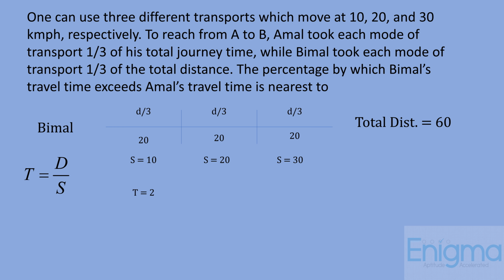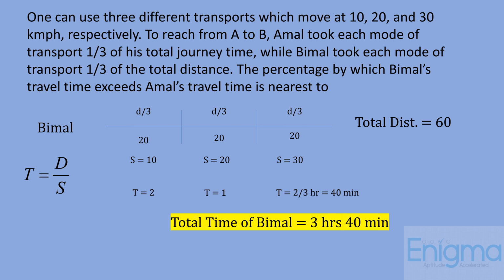So individually the times required will be 20 upon 10, that is 2, then 20 upon 20, that is 1, and next in the third part it would be 20 upon 30, that is 2/3 of an hour. 2/3 of an hour is nothing but 40 minutes. So the total time required by Bimal is 3 hours and 40 minutes.